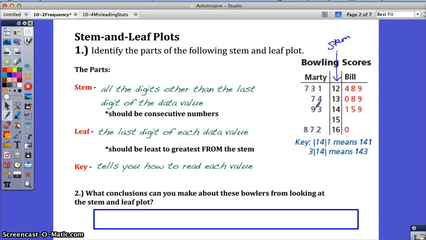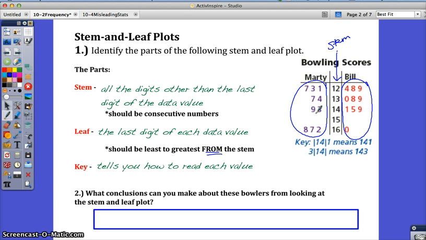This is a back-to-back stem and leaf, so these would be the leaves for Marty, and these would be the leaves for Bill. The leaves should be in least to greatest order from the stem. So from wherever the stem is, they go least to greatest. One other thing I do want to note is notice there are no commas over here in the leaves. Okay, we don't put commas in the leaves. That is not a stem and leaf plot, so don't even think about doing it.